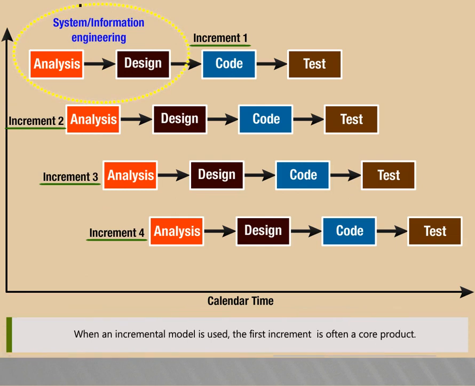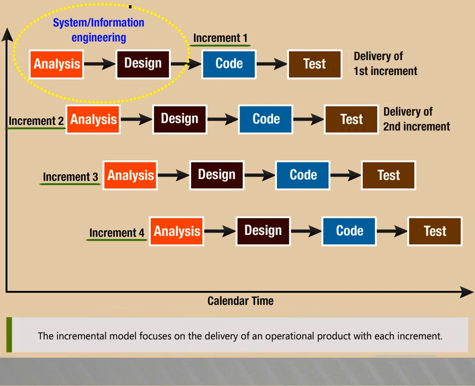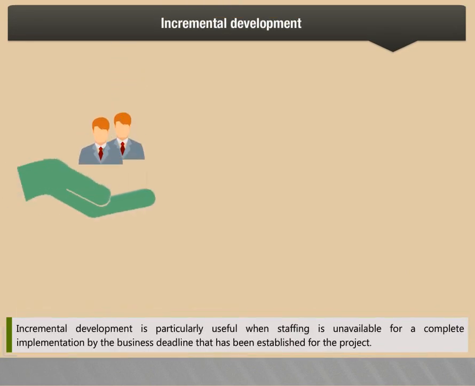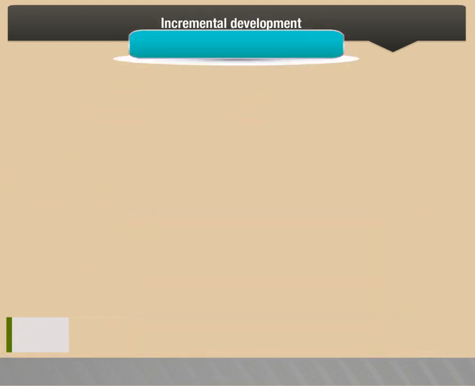When an incremental model is used, the first increment is often a core product. The incremental model focuses on the delivery of an operational product with each increment. Incremental development is particularly used when staffing is unavailable for a complete implementation by the business deadline that has been established for the project.